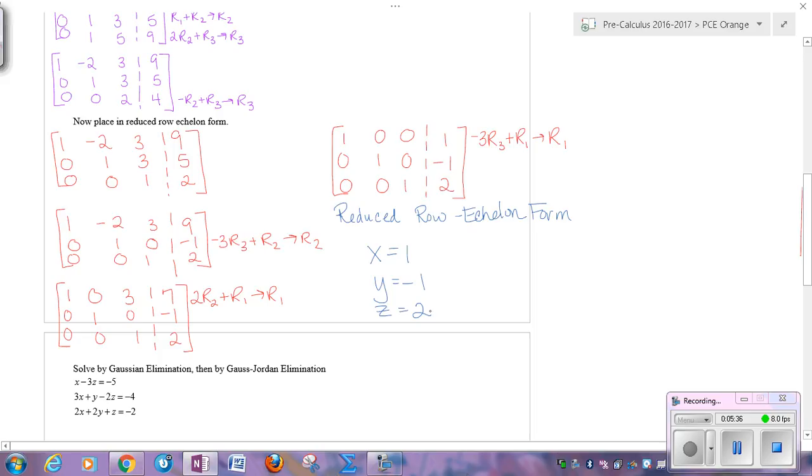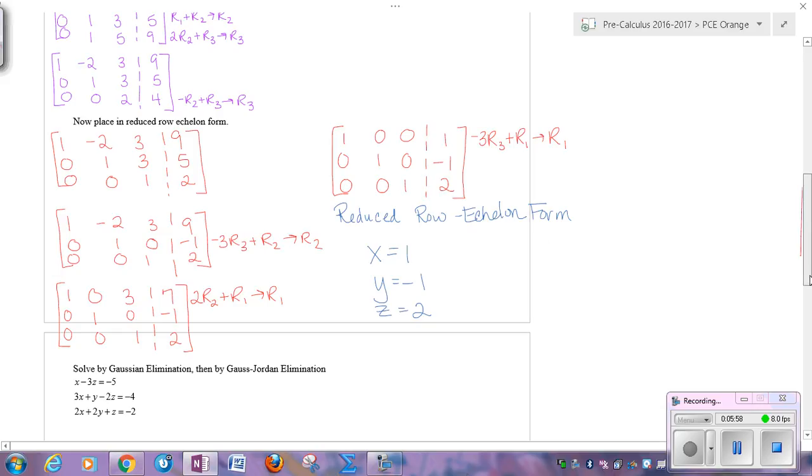So in Gauss-Jordan elimination, you take away that back substitution piece and you continue to do row operations in order to get reduced row echelon form, which will then give you your solutions. So that last step, that reduced row echelon form, gives you your solutions to each one of your variables.